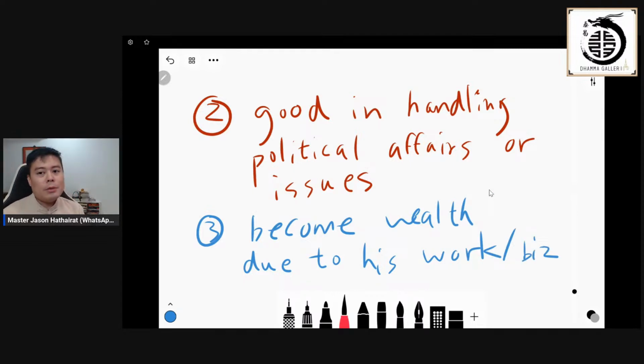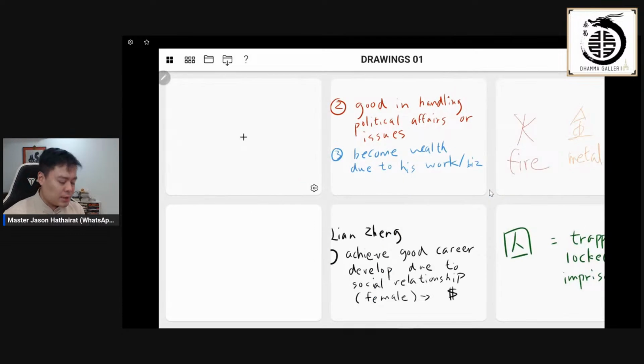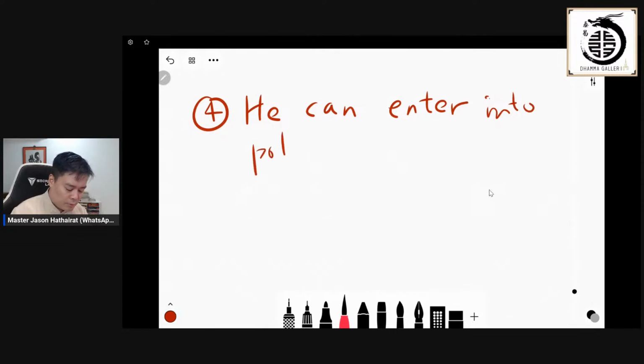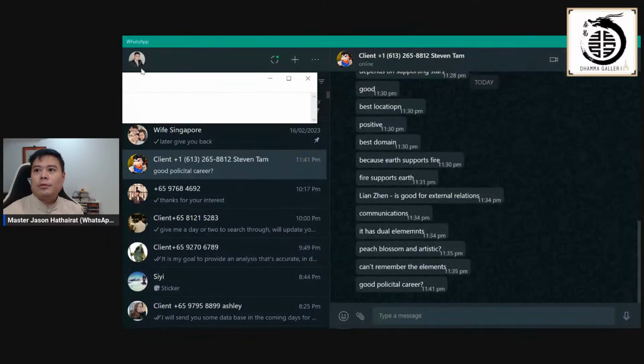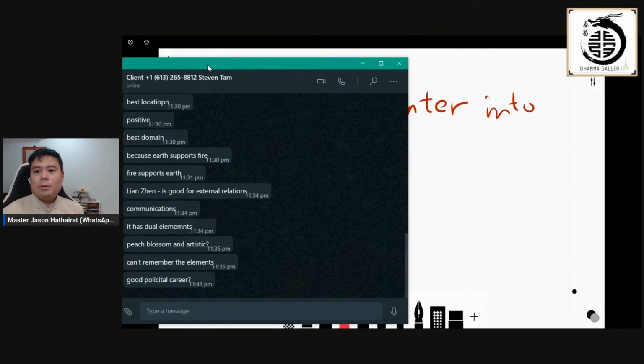Okay, so perhaps you would like to give me one more pointer as to what you can interpret from this kind of flying star arrangement. Good political career, yes, that is a good possibility also. He can enter into politics. Okay, so very good point there, Stephen. Thank you very much for the very good point there. And he will be able to enter into politics.